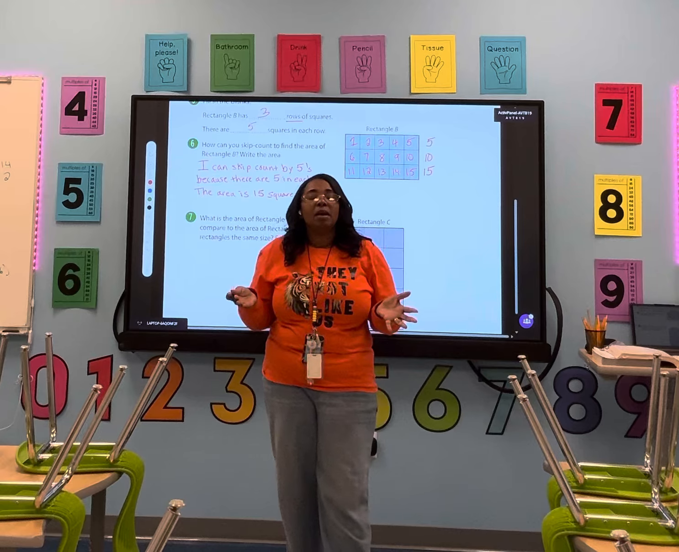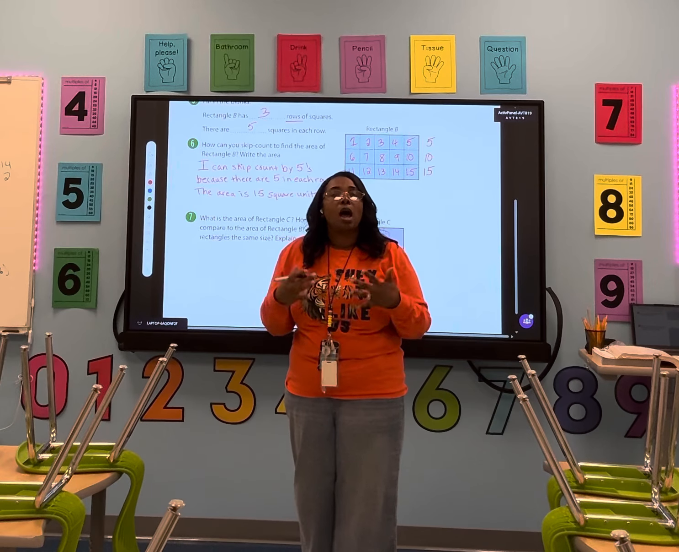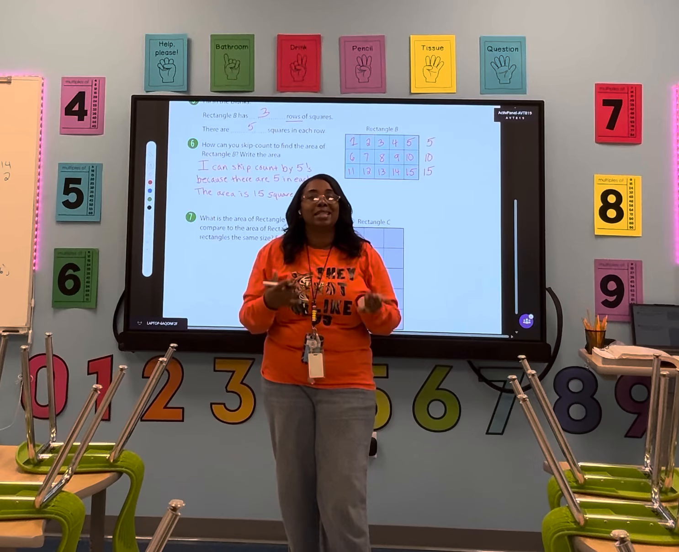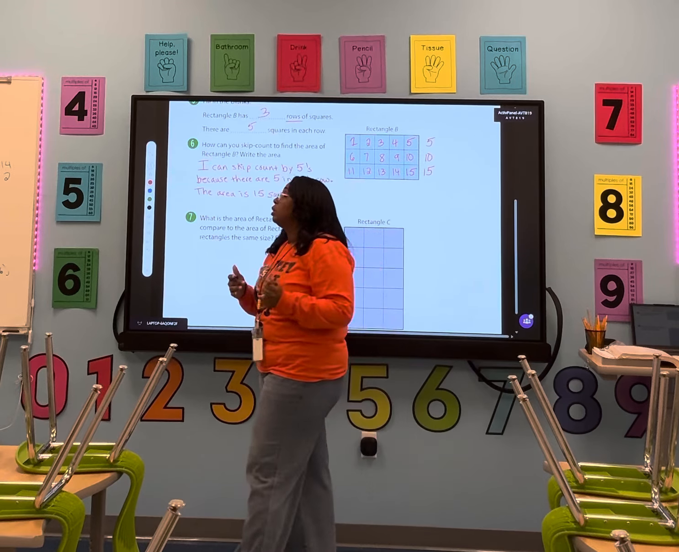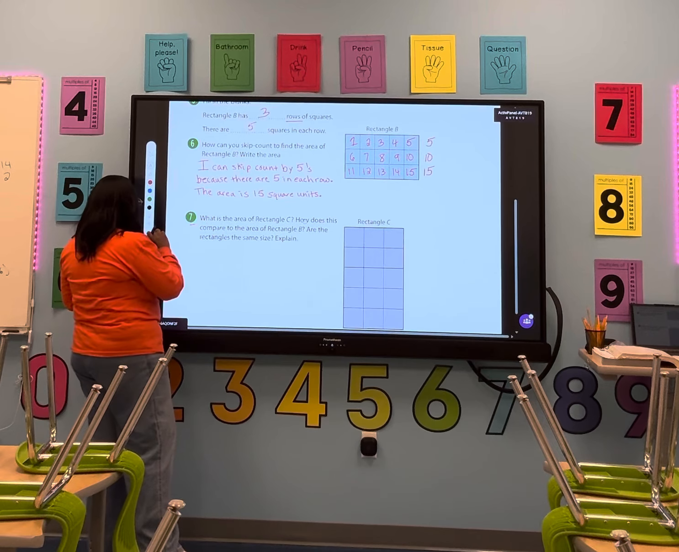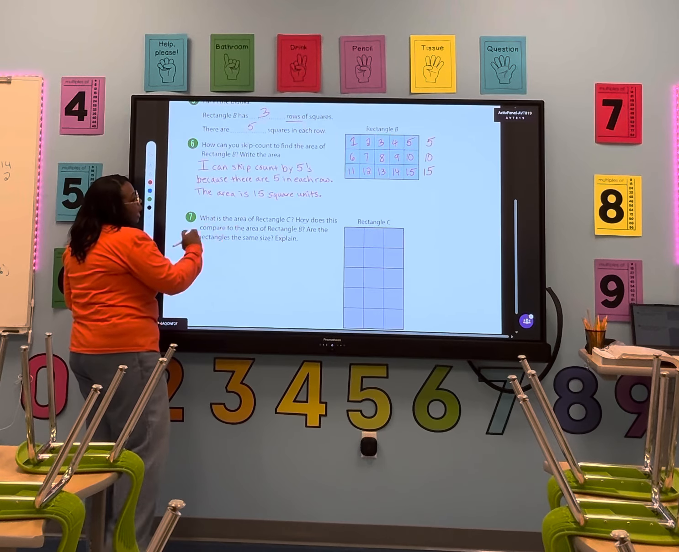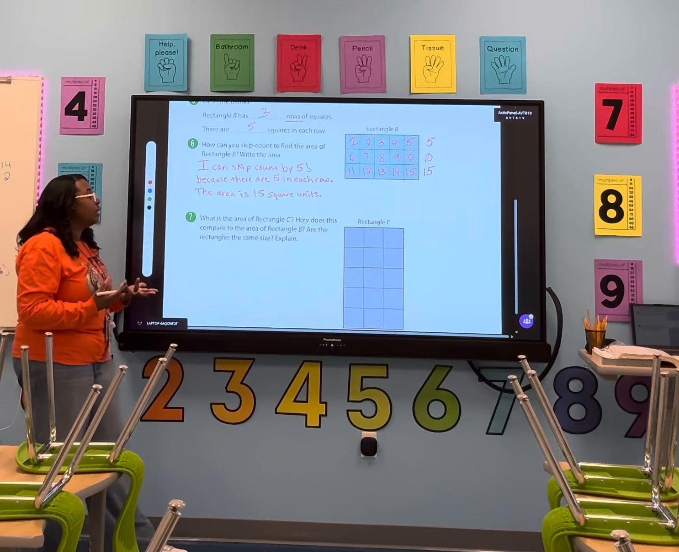Anytime you have something that's requiring a lot from you, I always tell you to do it sentence by sentence. Go step by step. So let's start with the first sentence. The first question asks us, what is the area of rectangle C?